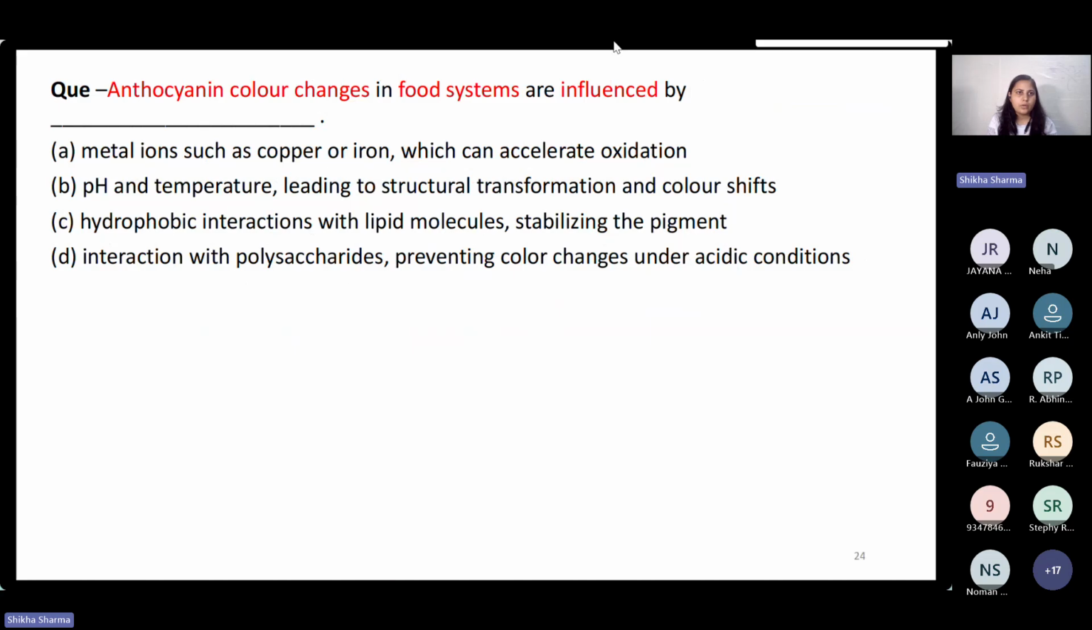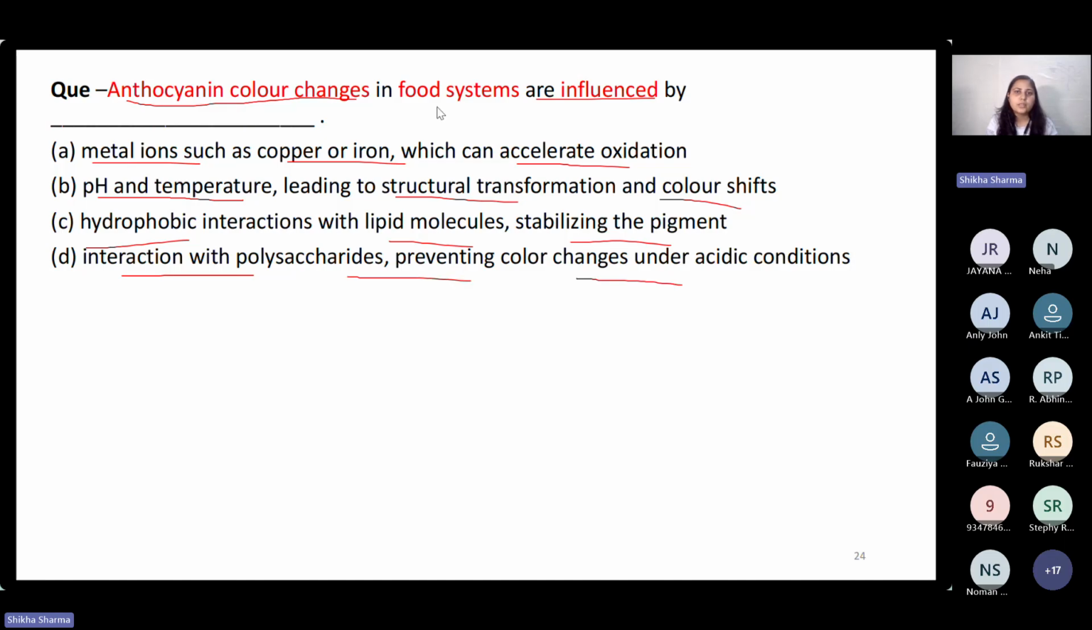Okay, let's discuss another pigment-related question. Anthocyanin color change in food systems is influenced by: first, metal ions such as copper or iron, which can accelerate oxidation; second, pH and temperature, leading to structural transformation and color shifts; C, hydrophobic interactions with lipid molecules, stabilizing the pigment; D, interaction with polysaccharides, preventing color change under acidic conditions. So we need to tell which factor is affecting the anthocyanin color change.